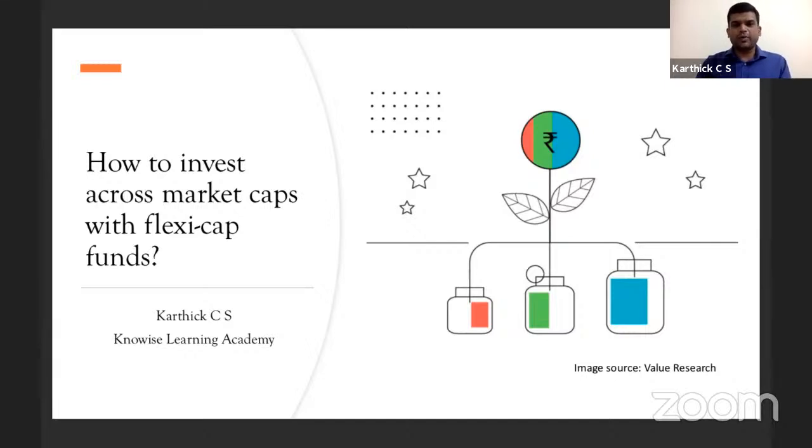Today, our topic of discussion is going to be on how to invest in multiple categories, that is large cap, mid cap, small cap, dynamically with flexi cap funds. To discuss that, we have Mr. Chintan Haria. He's the products expert from ICICI Prudential Mutual Fund. He'll be joining us today to talk about the flexi-cap space.